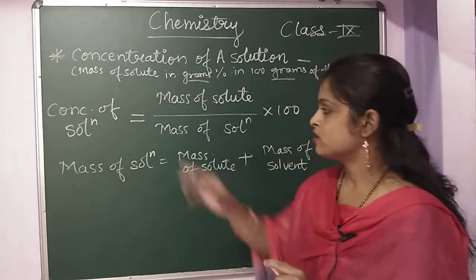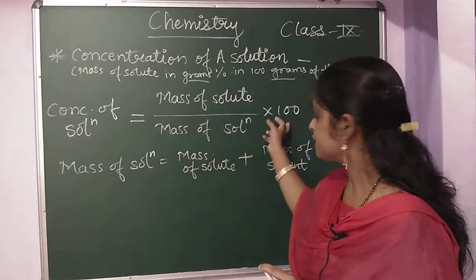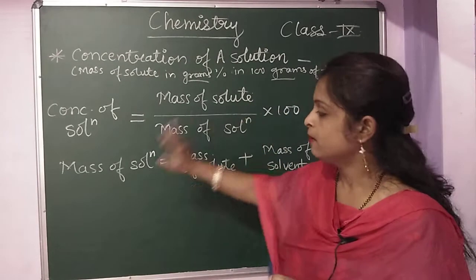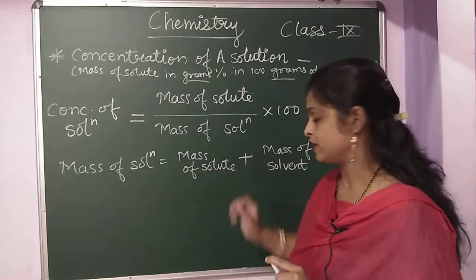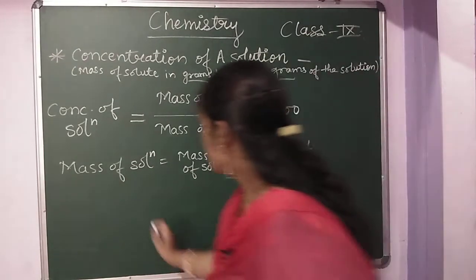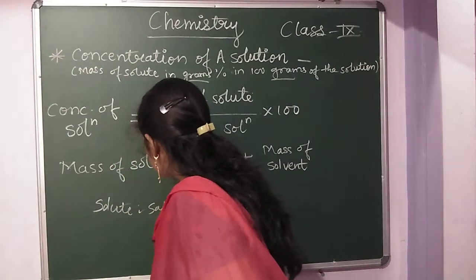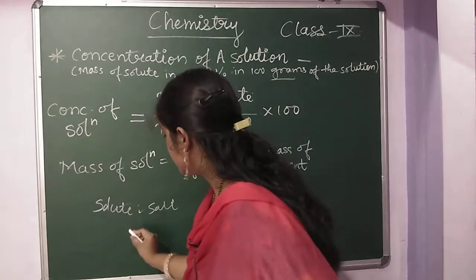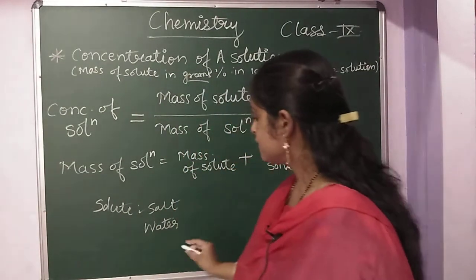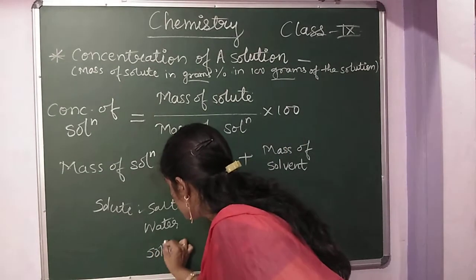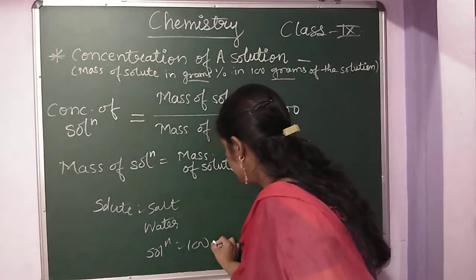Now see, the concentration of a solution: we consider the mass of the solute upon the mass of the solution, multiplied by 100. This is the formula. But how do we find the mass of the solution? Mass of the solute plus mass of the solvent. Now see, first we have to find out what our solute is. Take salt. Then our solvent is water. Consider that we have a solution of 100 grams.